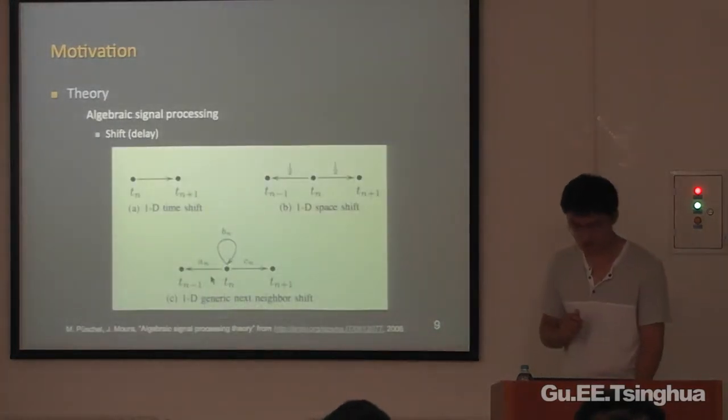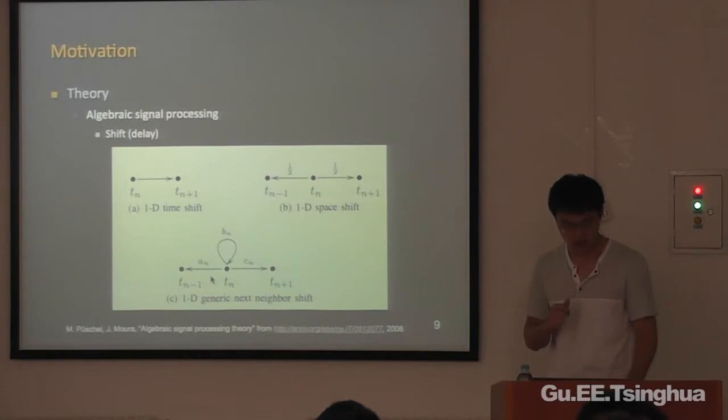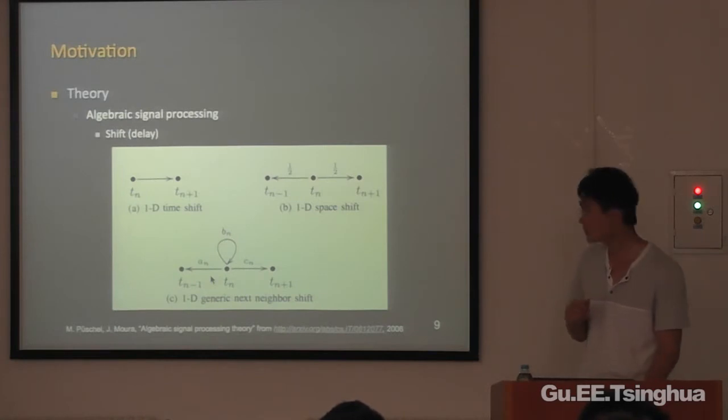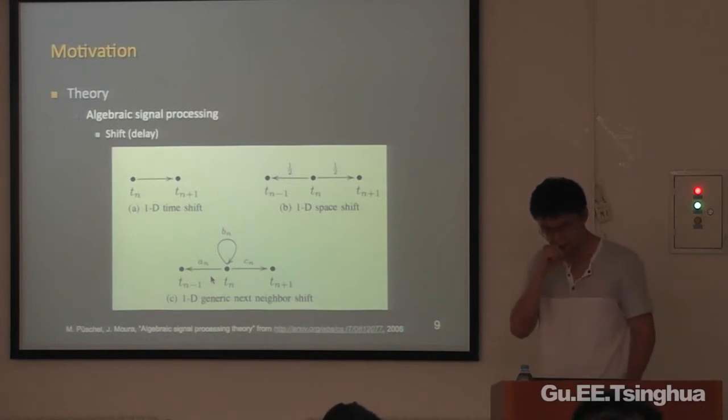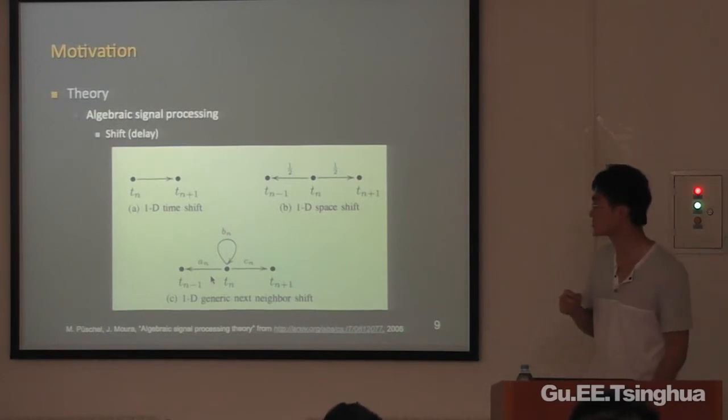So in 2006, Professor Püschel and Moura tried to generalize the framework, and they created something called algebraic signal processing. In algebraic signal processing, we extend the concept of shift. For example, for a 1D time series, the shift is from time n to n plus 1.